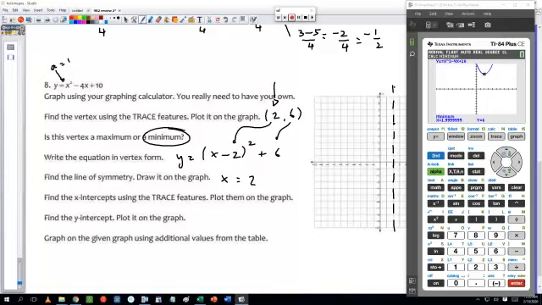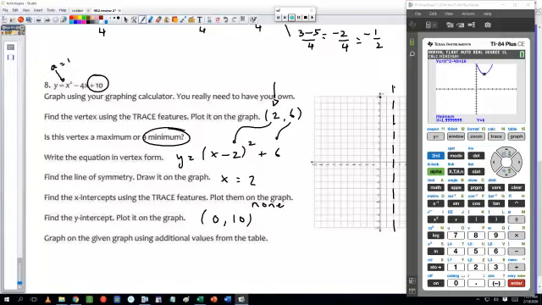Find the x-intercepts. On this graph, we don't have any because our graph doesn't touch the x-axis, so there are none. The y-intercept is always this little rascal right here, 0, 10. And that would be right here.